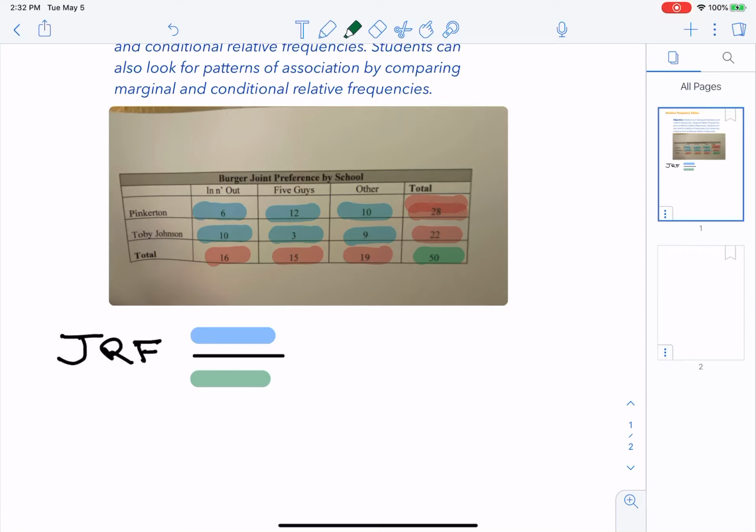It's the not row or column total divided by the grand total. So for instance, an example might be Pinkerton students who prefer In-N-Out over the grand total, which would be 6 out of 50. You always want to reduce that fraction. That's going to be 3 out of 25, or 12%. That's a joint relative frequency. You're going to see that there are 6 of them on this table, but I'm not going to go through all of them.